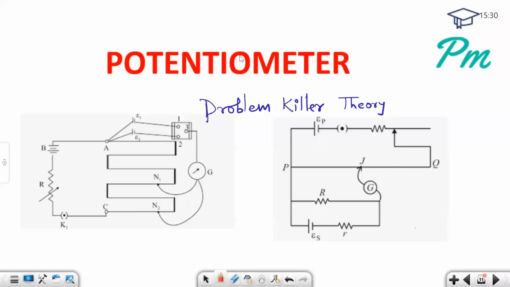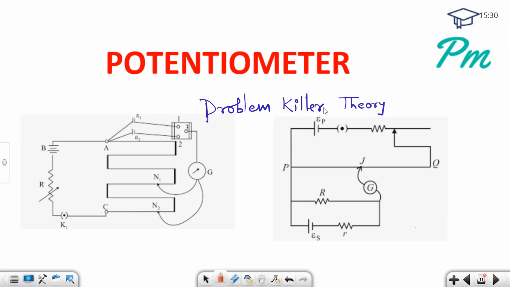Dear friends, today we will discuss one very important concept of current electricity, that is potentiometer. And this is a little bit tricky. So students generally face problems while solving problems of potentiometer. So today let us discuss the problem killer theory of potentiometer.